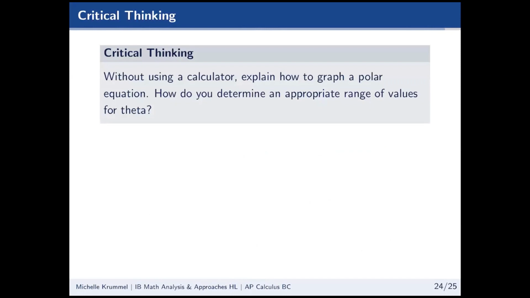Okay, and then our critical thinking question for this lesson: without using a calculator, explain how you would graph a polar equation. How would you determine an appropriate range of values for theta? So we did some examples together. Think about the process that we went through. What kinds of questions were we asking? How were we doing that without relying on the calculator?